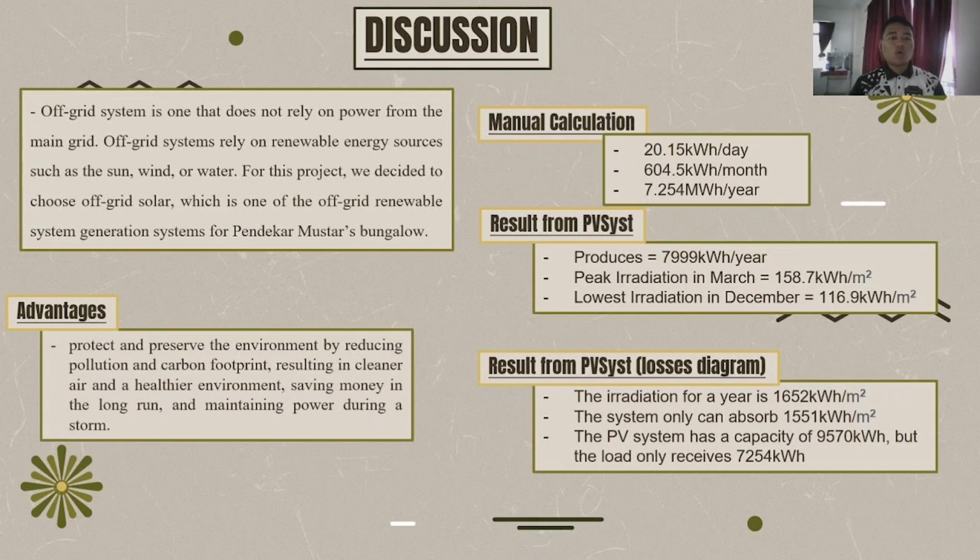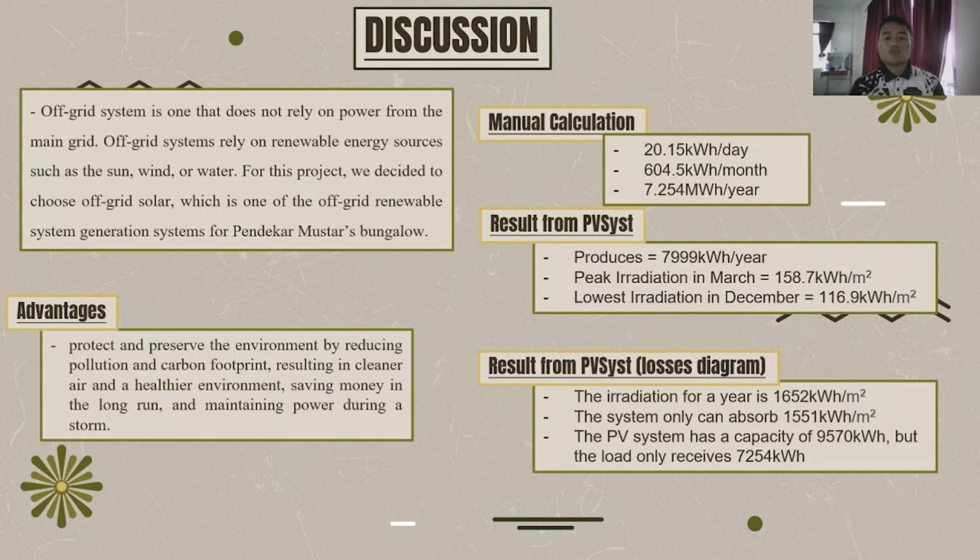For the discussion, an off-grid system is one that does not rely on power from the main grid. Off-grid systems rely on renewable energy sources such as the sun, wind, air, or water. For this project, we decided to choose off-grid solar, which is one of the off-grid renewable generation systems, for Pendekar Mustas Banglo. From the manual calculation, we can get the power required for a day, for a month, and for a year for this bungalow.